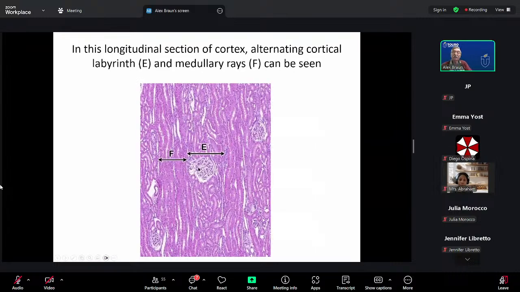This is a section through cortex. I know it's cortex because I see several glomeruli. I know glomeruli are found in cortex. If I look very close, I see E here consists of glomeruli and convoluted tubules around it. If I look to the left of that at F, I see straight aligned tubules. So this must be a medullary ray containing collecting ducts and straight portions of the tubules.